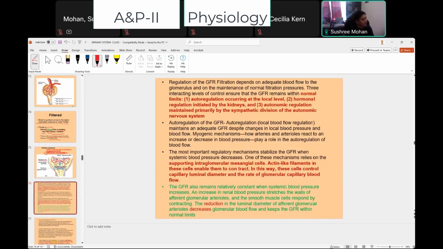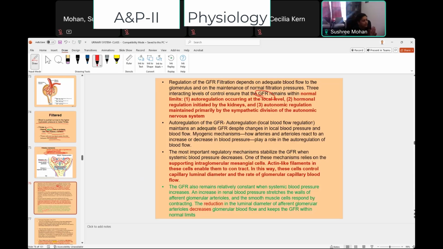So here is a summary of whatever we discussed. Now, regulation of the GFR: filtration depends on adequate blood flow, and 3 interacting levels of control ensure that the GFR remains within the normal limit. So GFR is the glomerular filtration rate, and in a normal person the rate is around 125 milliliter per minute.